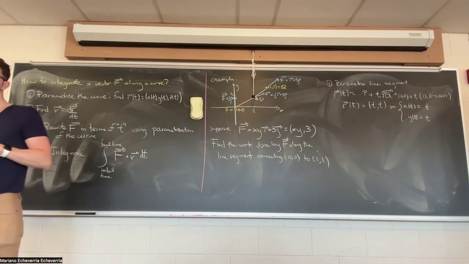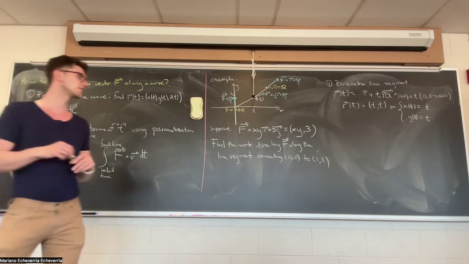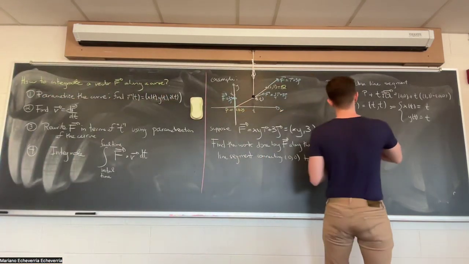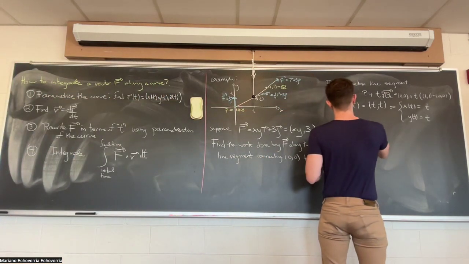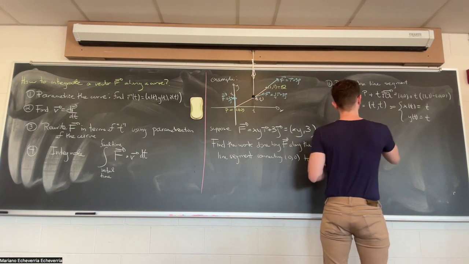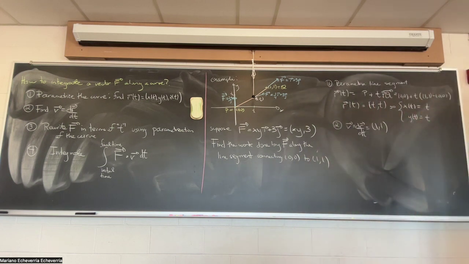Any questions about that? Once you have the parameterization, you can find the velocity vector. That's easy, just take the derivative with respect to t. So that's step 2. What's step 3? Step 3 is to rewrite the vector F in terms of t.